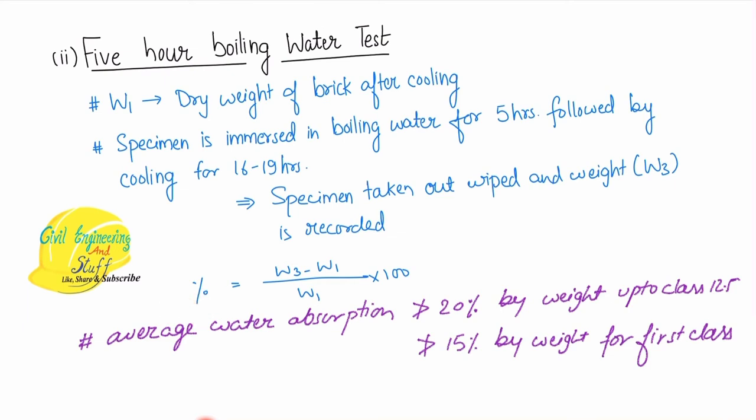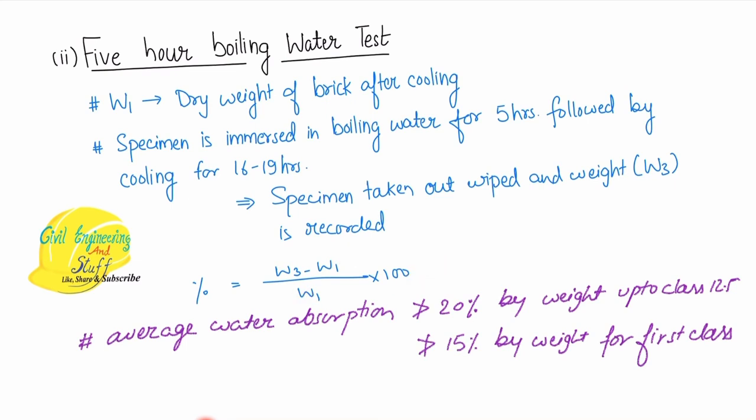Once the brick samples are submerged in the boiling water for 5 hours, after they are taken out, they are kept in the natural environment condition for 16 to 19 hours, and we again weigh them. Let's say that weight is W3, so the percentage of water absorbed will be W3 minus W1 divided by W1 into 100.